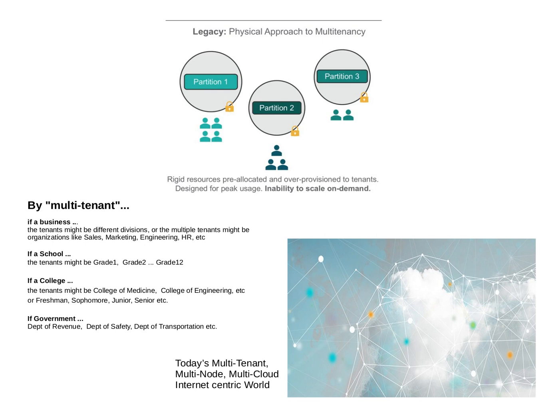And by multi-tenant, I want to clarify some terms because you will see these throughout the installation guide's video. If you're a business, different tenants may be different divisions, such as your sales, marketing, engineering, HR departments. If you were a school, it could be as simple as different grades. Grade 1 might be one tenant, grade 2 might be another tenant, etc. If you're a college, it might be the College of Medicine, College of Engineering, freshman, sophomore, junior, senior classes. If you're a government, Department of Revenue, Department of Safety, Department of Transportation, etc.